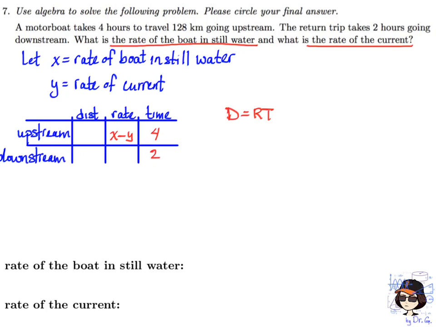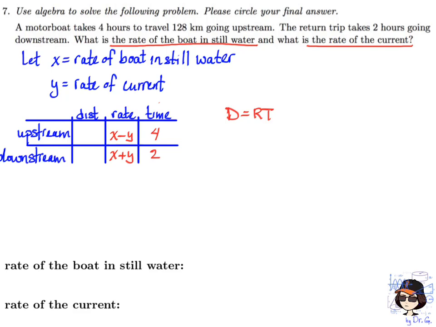And then when the boat is going downstream, the current is helping it along. It's going faster than it would in still water. So it's the rate of the boat in still water plus the rate of the current. So it's x plus y.